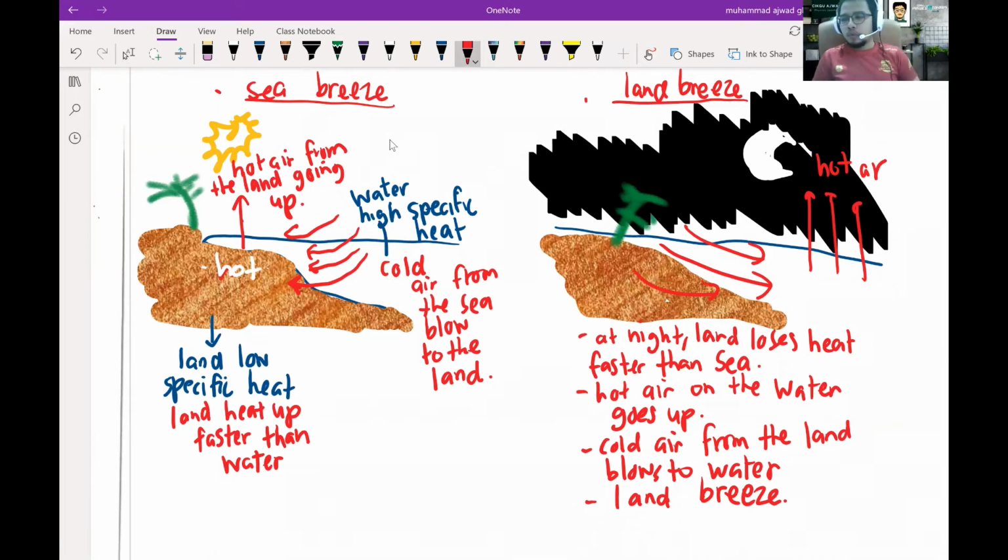Okay. That's why pokok dia tu arah lain. Satu bergoyang ke arah darat, satu bergoyang ke arah laut.